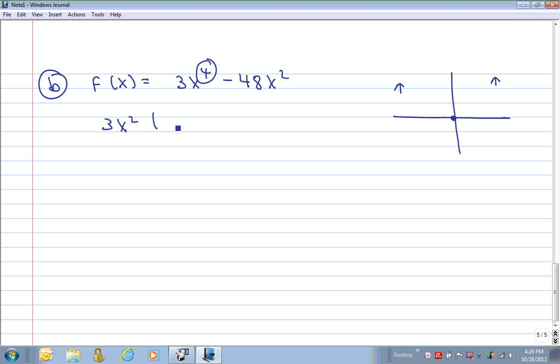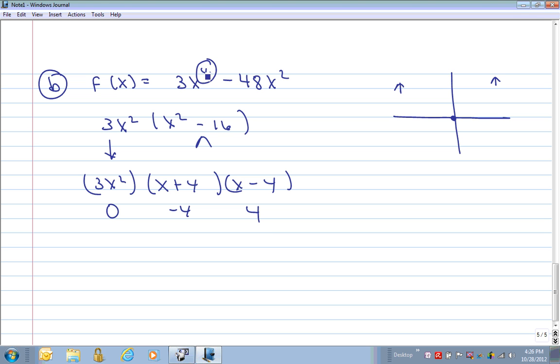And then in our parentheses, we would have an x squared and a minus 16, which again can be broken down. So we'll keep our 3x squared as a factor, and this will be broken down into x plus 4, x minus 4. So our zeros would be 0, negative 4, and positive 4. Once again, we're supposed to have 4 zeros, and we do because this x squared would occur twice, again having a multiplicity of 2. So it's going to bounce.